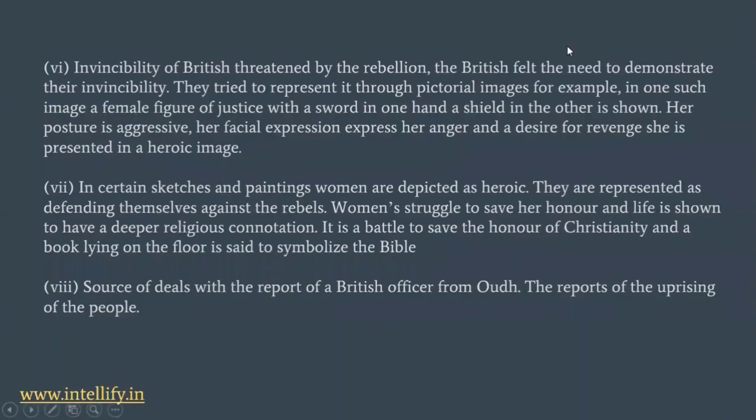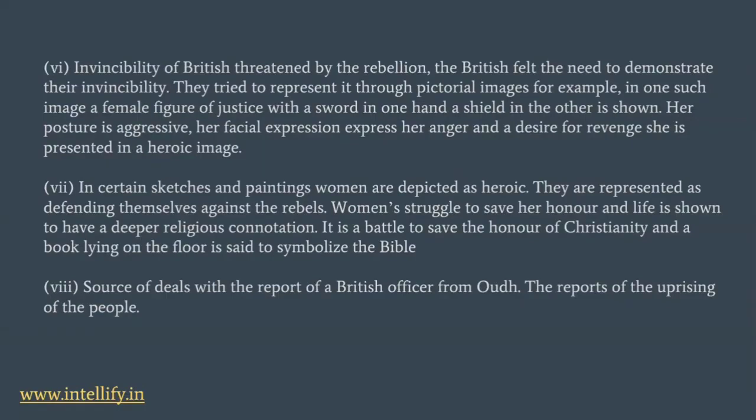Next, the invincibility of the British was threatened by the rebellion, so the British felt the need to demonstrate their invincibility. They tried to represent it through pictorial images. For example, in one such image, a female figure of justice with a sword in one hand and a shield in the other hand is shown. Her posture is aggressive, and her facial expression expresses her anger and a desire for revenge. She is presented in a heroic image. What is invincibility? Invincibility is powerfulness.